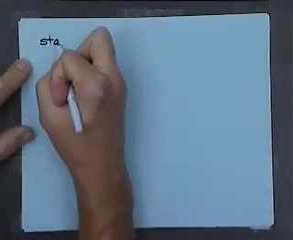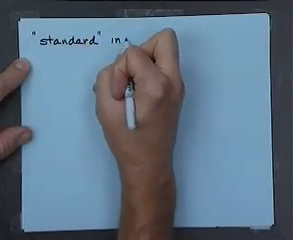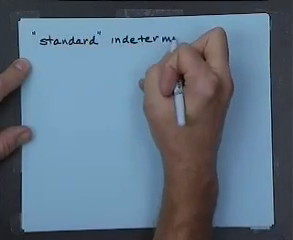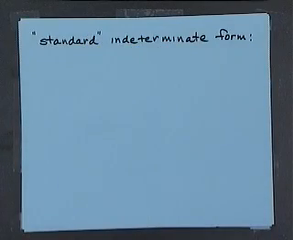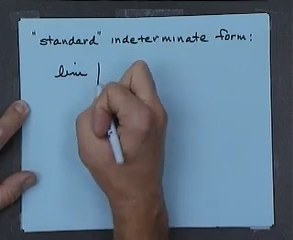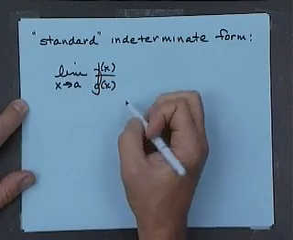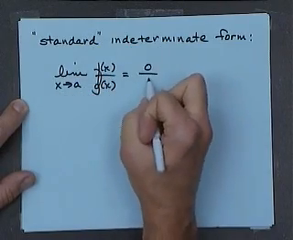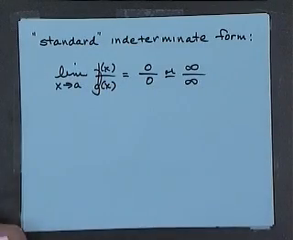So when I say standard indeterminate form, if we don't have one of the so-called standard ones, we'll take this limit of this rational function as x approaches a, and we know that if we get 0 over 0 or infinity over infinity, then we're in business to use derivative of the top, derivative of the bottom, try it again.